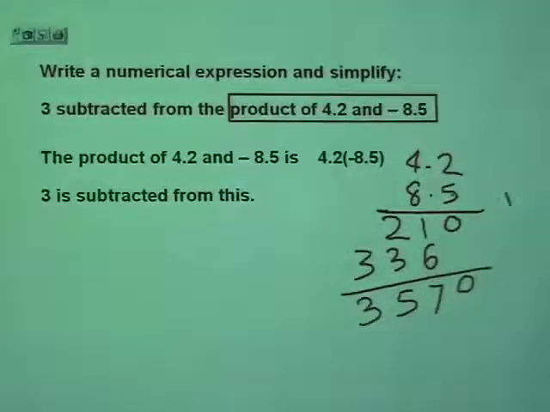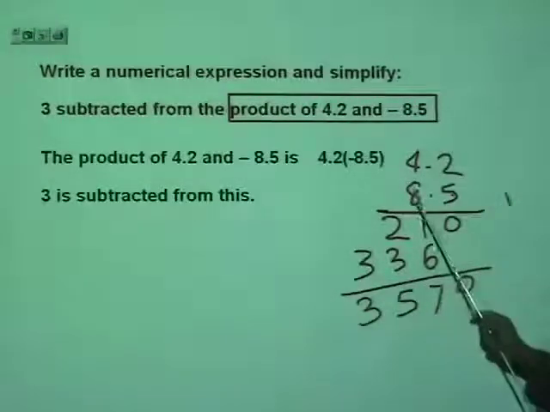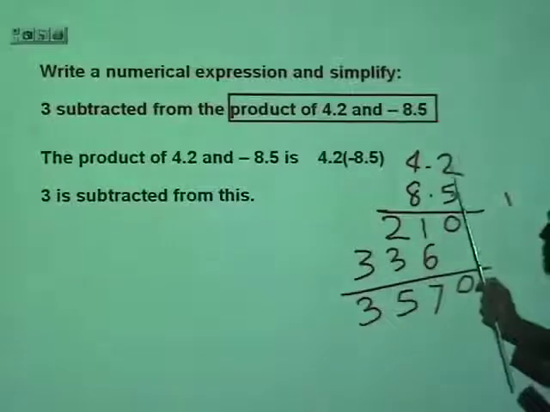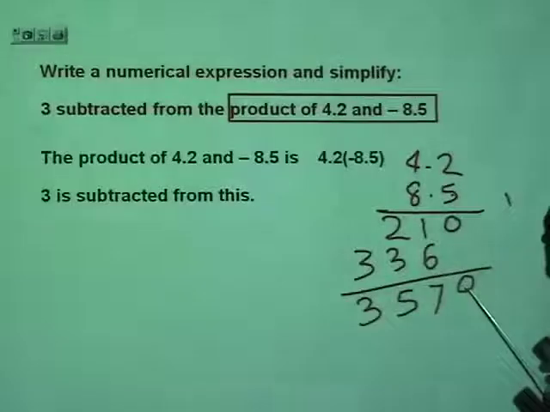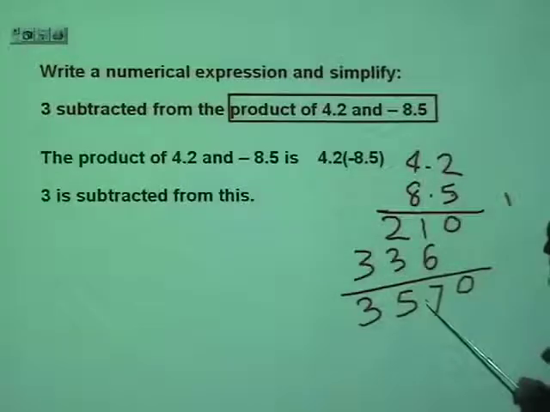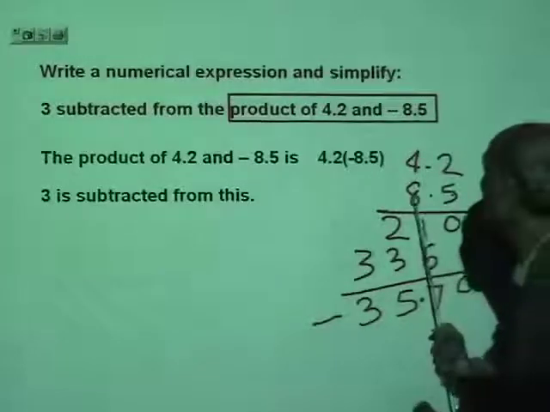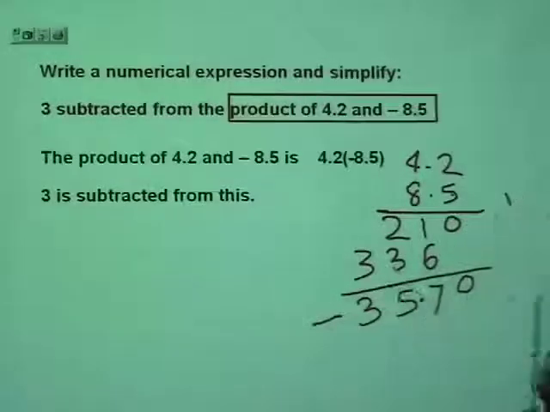Now, in the multiplying numbers, there are a total of 2 decimal places. Therefore, the answer must have 2 decimal places. So start from 0, 1, 2, and put your decimal right there. That will be 35.7. And since one number is positive and the other is negative, the result will be negative.